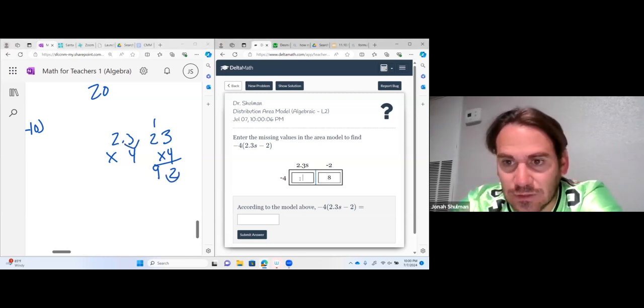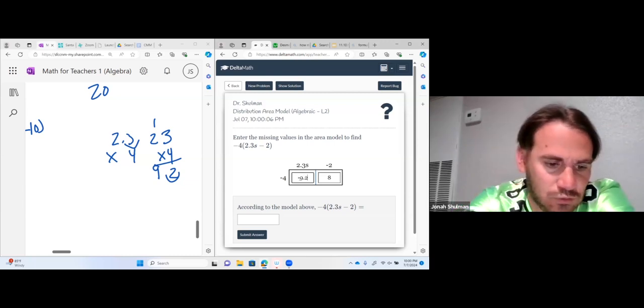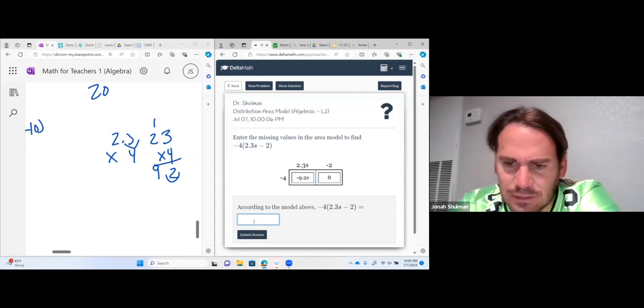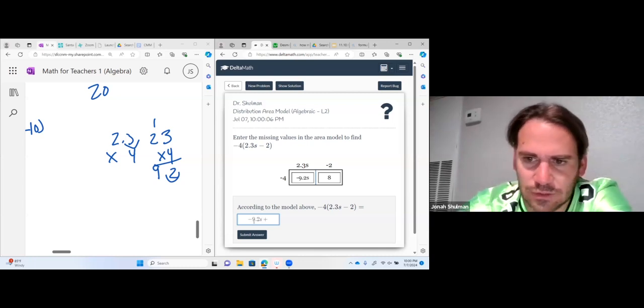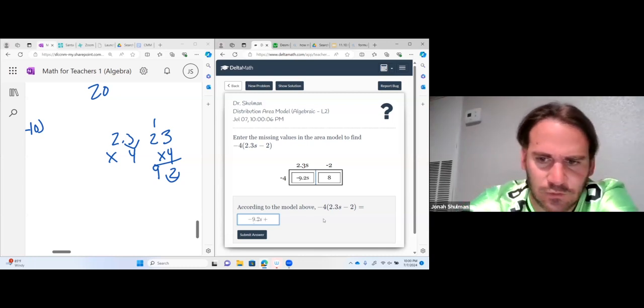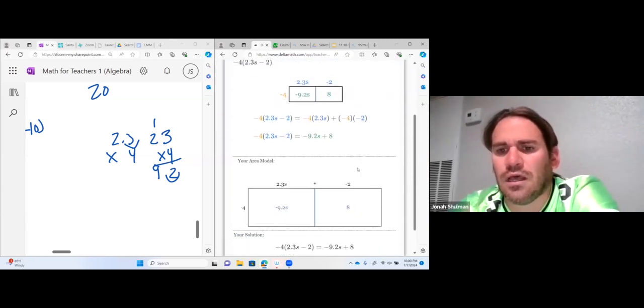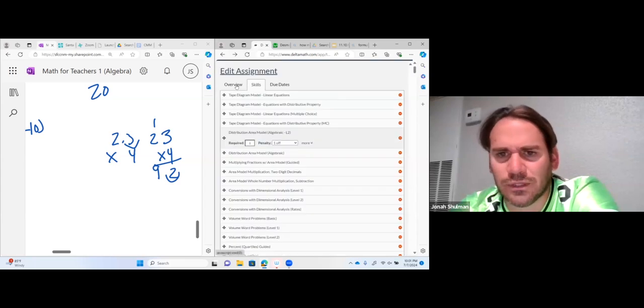But there's a negative sign. So we know that's a negative 9.2s. And the two negatives make a positive. So the answer to this thing is going to be a negative 9.2s plus 8. That's your final answer. Ta-da! Nicely done. If that's too confusing, try a couple of them.